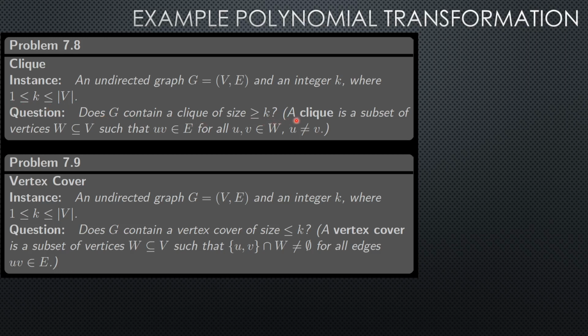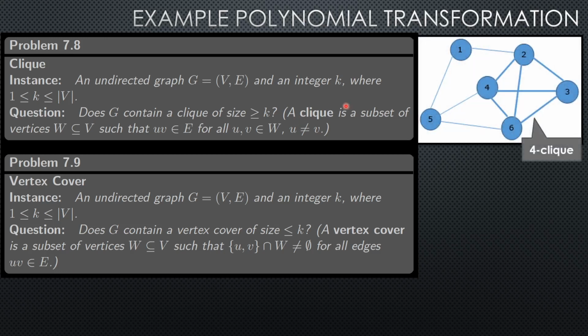So what's a clique? Well, a clique is a subset of the vertices such that for all of the vertices in the clique, there are all possible edges between these vertices. So consider a clique W. For every pair of vertices in W, there's an edge between that pair of vertices.